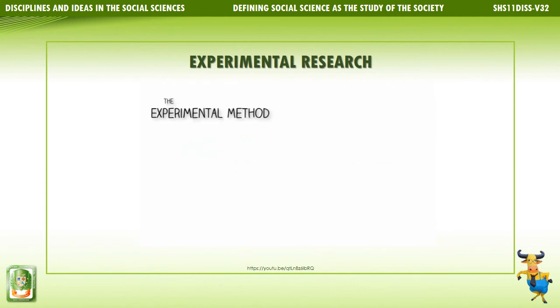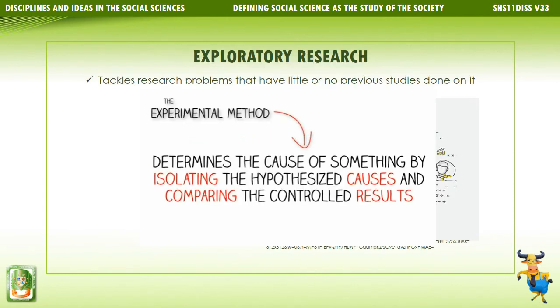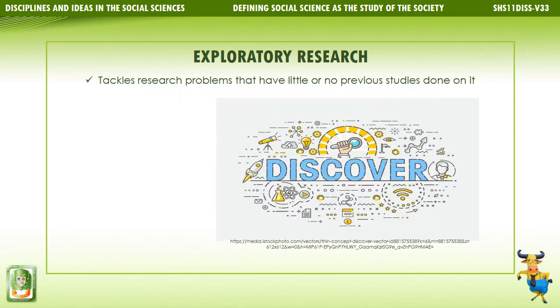Just remember, the experimental method is designed to determine the cause of something by isolating variables. This research design tackles problems that have little or no previous studies done on it. It aims to develop tentative theories or hypotheses on research problems that are still in the preliminary stages of investigation. For example, a comparative study on the effectiveness of same-sex parenting versus conventional parenting.